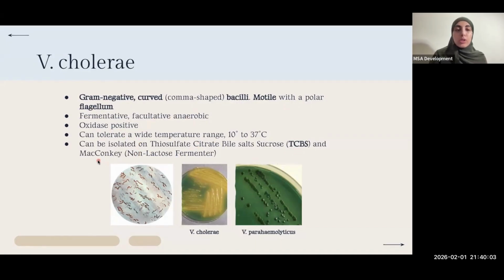Another thing is if you culture cholera on MacConkey agar, it will be non-lactose fermenting, okay? Now, this is the TCBS agar, and you will see that if it turns yellow, then this is Vibrio cholera. If it does not turn yellow, then this is Vibrio parahaemolyticus. Just know that this is another species of Vibrio, okay? But the main one that we're talking about today is cholera, which is this one. And you can see here the gram-negative curved bacilli, which are cholera.